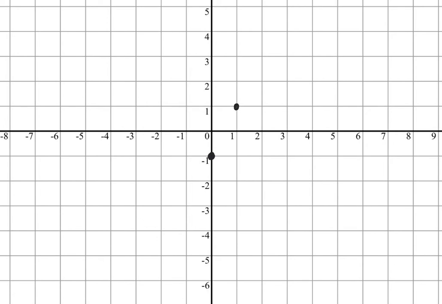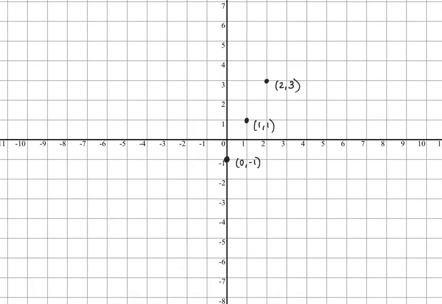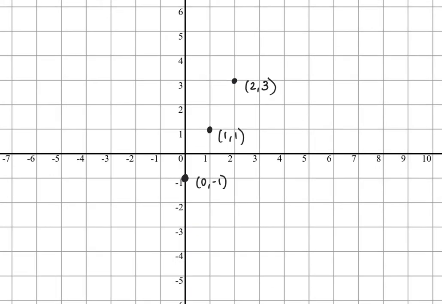Perfect. So our next point is going to be here. And let's do it one more time. Up 2 units to the right 1 unit. Our next point should be here. So we've got 0, -1. The next point is 1, 1. And then the last point is 2, 3. Now, you guys can draw a straighter line because you're in Notability, but draw a straight line through all of those points. And then at the top, label it your parent function.